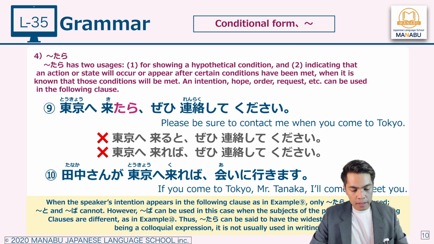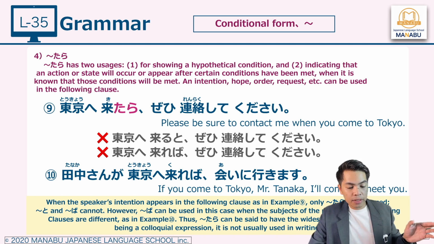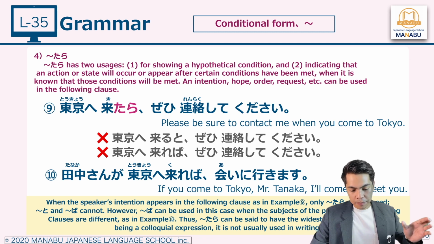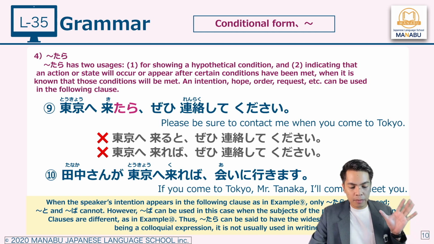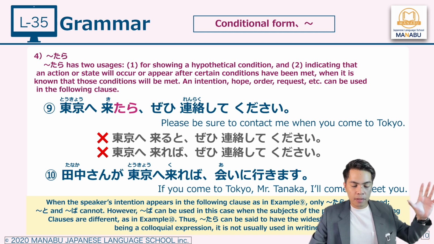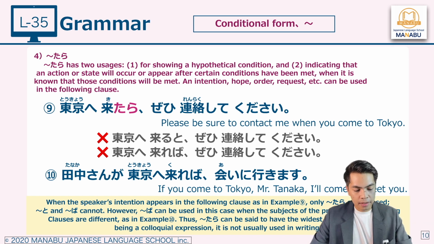And Tokyo e koreba, zehi renraku shite kudasai. So you cannot use the ba form in this case because ba form is something must be done first, then in order for the second verb or the following clause to happen. Example number 10, Tanaka-san ga Tokyo e koreba, ai ni ikimasu.